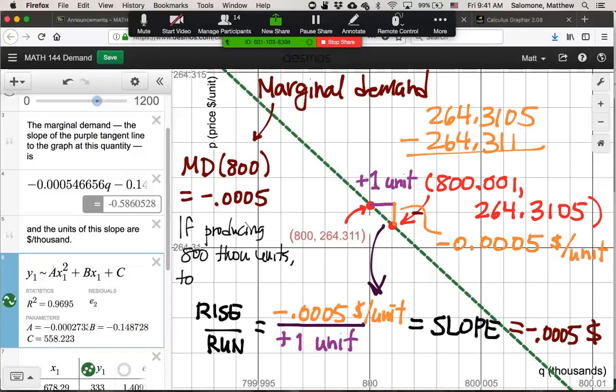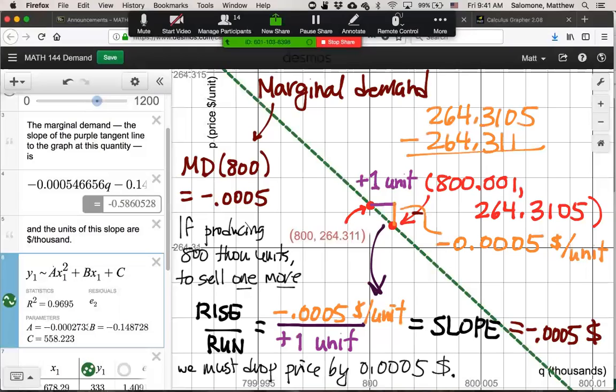then to sell just one more, we need to drop the price, the unit price, by this amount, $0.0005. Right? So this is telling me something about how the demand function, the green graph here, encodes a rate of change. Right? It tells me the slope of this graph at the point Q equals 800.